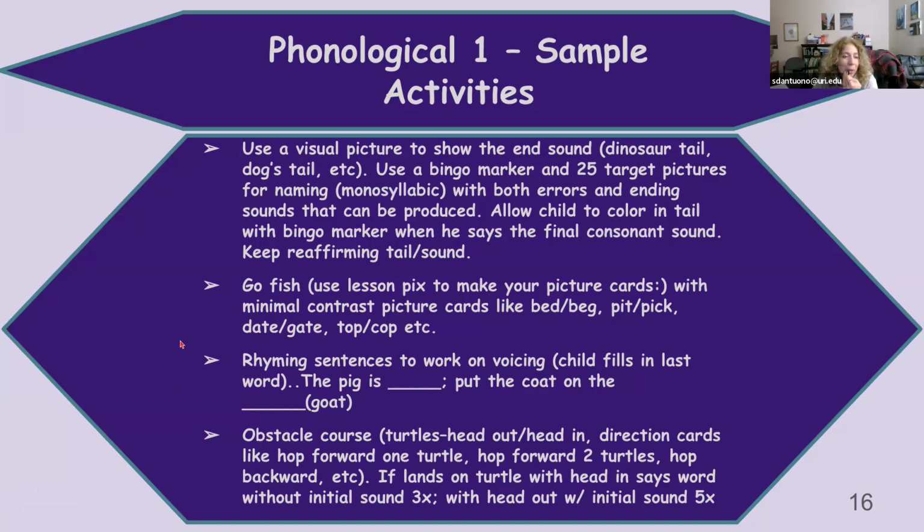And the reason that when we're addressing phonological processing errors we use these kinds of activities is because it can affect literacy. These are the kinds of errors that could affect literacy. So we want to try and build in some phonological awareness activities along with our treatment. Okay.